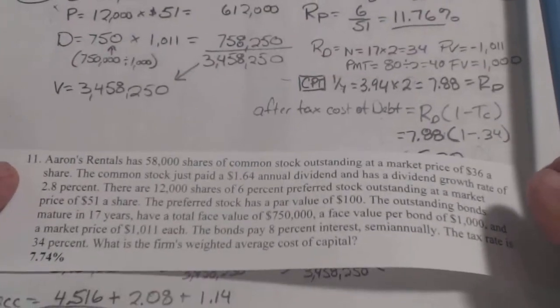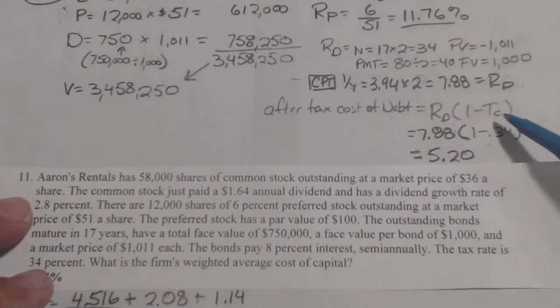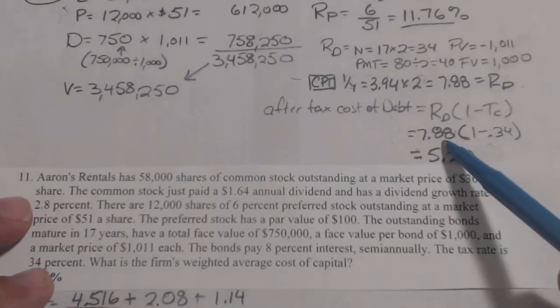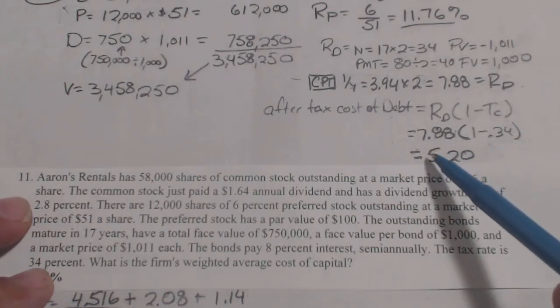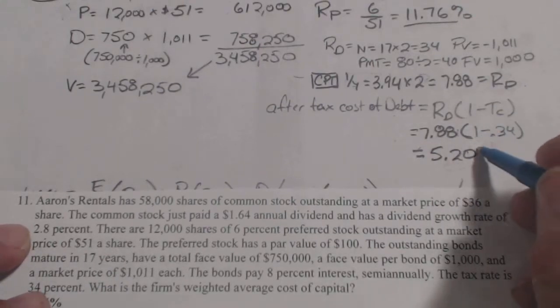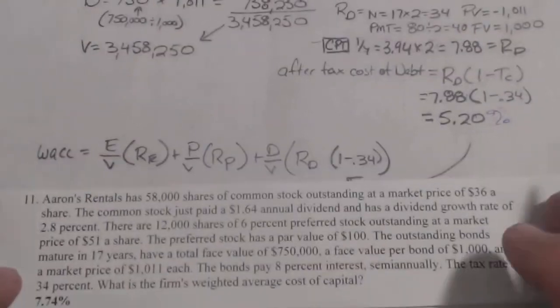After-tax cost of debt is what you need. So it's the RD times 1 minus the tax rate. The RD is 7.88 times 1 minus 0.34. So that's really 7.88 times 0.66. And that gives you 5.2%, which is the cost of capital after tax.